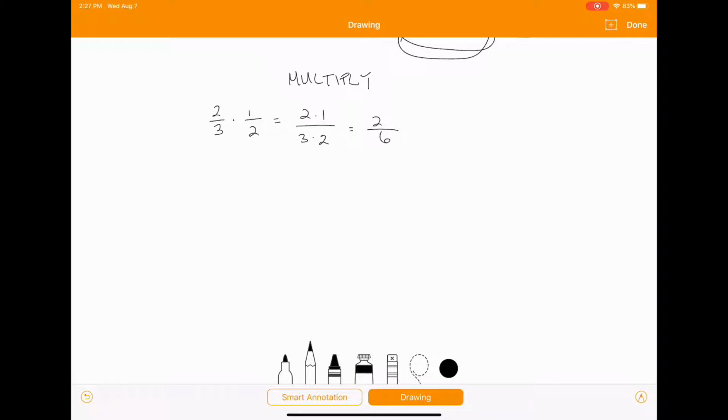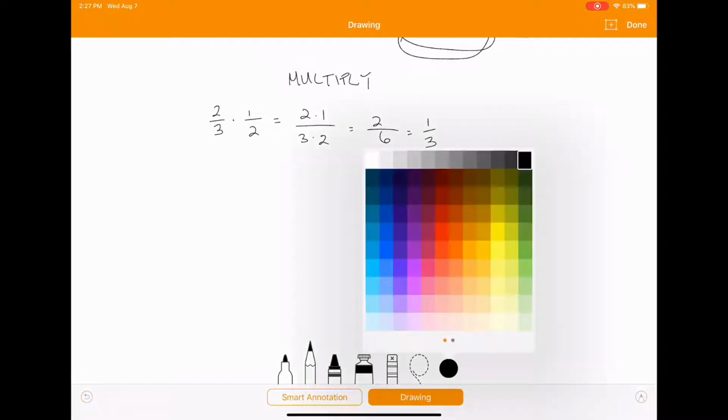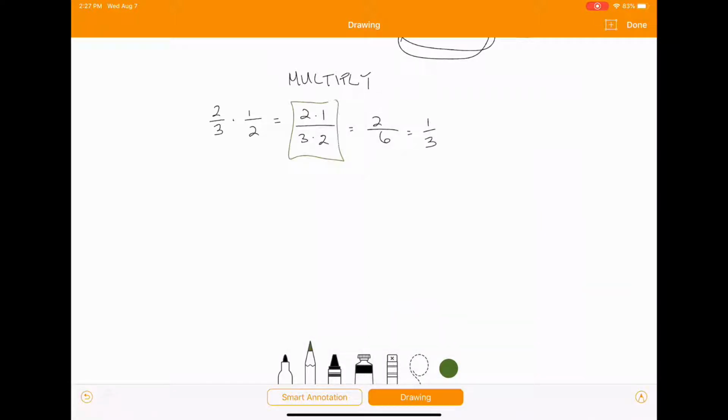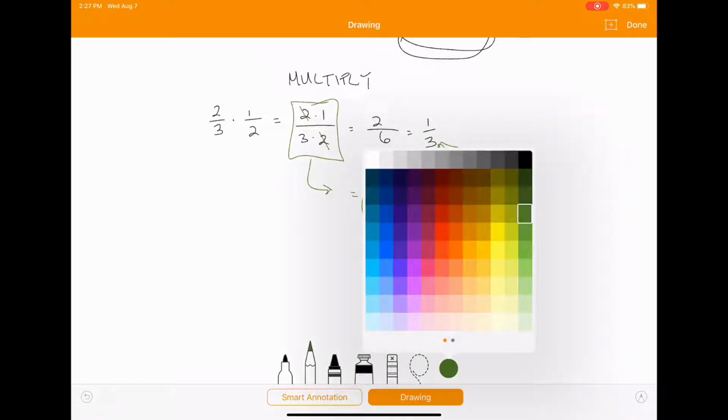Now, a little trick that you can use so that way you don't have to simplify after that. You can just simplify at the same time that you're multiplying. Because to simplify this, you just divide top and bottom by 2, and you'd be left with 1/3. But at this stage here, you can go ahead and cross out any pairs that you have. So that way you would be left with 1/3, and then it's already simplified for you. Just a quick trick for you there.